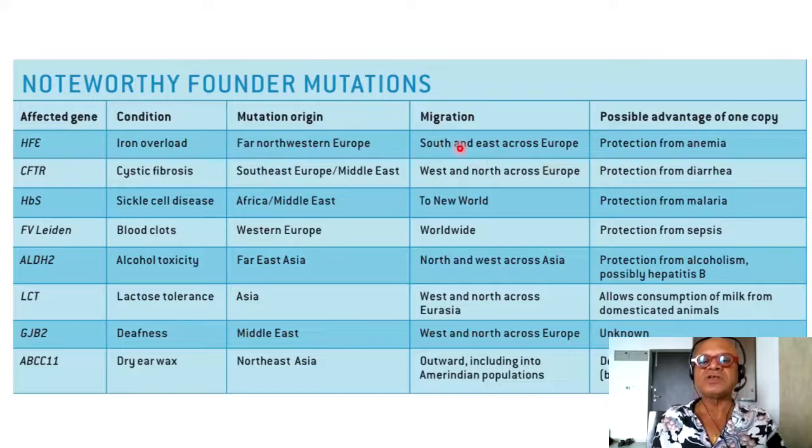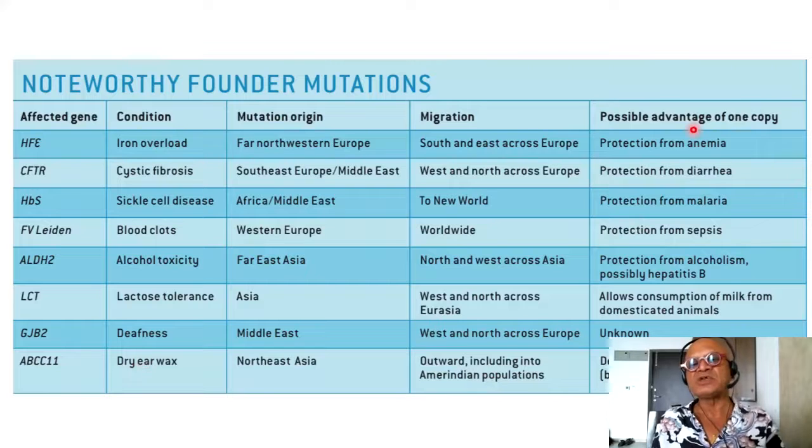Migration routes associated with those: south and east across Europe, west and north across Europe, to the New World from Africa and Middle East. Worldwide now blood clots, north and west across Asia, west and north across Eurasia, west and north across Europe, outward including Amerindian populations for dry earwax.